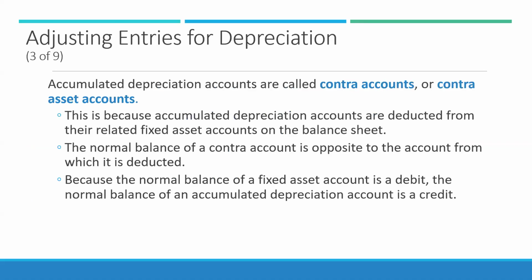So accumulated depreciation accounts are called contra accounts, or we can call them contra asset accounts. This is because the accumulated depreciation accounts get deducted from their fixed asset on the balance sheet. So the normal balance is going to be, say this building was at $1 million and we've taken depreciation of 200,000. Our net building is really 800,000. Okay?